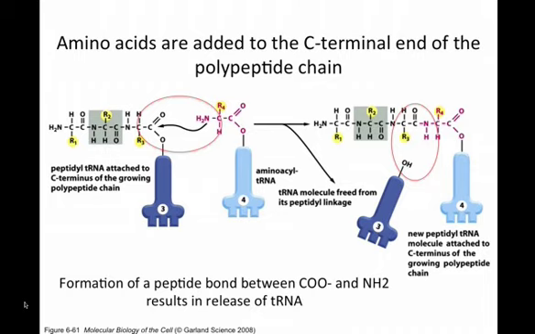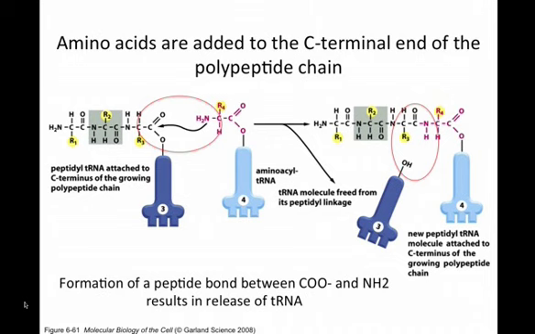And then you're going to get a formation of a peptide bond between your carboxy and your amino group, and that's going to result in the release of the tRNA from the previous tRNA. And so that's how the peptide chain grows. New tRNA, new peptide bond, release of old tRNA. Over and over again until you hit a stop codon. And then, what's added? A water molecule.